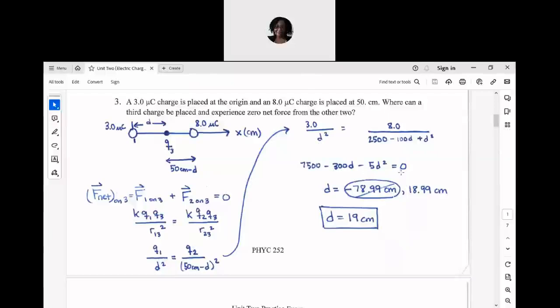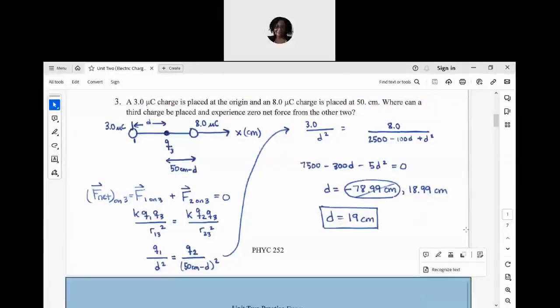You end up with a quadratic. There will be a negative term or a negative root that's not relevant here. And I just stuck with centimeters and microcoulombs, so the distance that I calculated was also in centimeters. You end up with 19 centimeters to 2 sig figs.